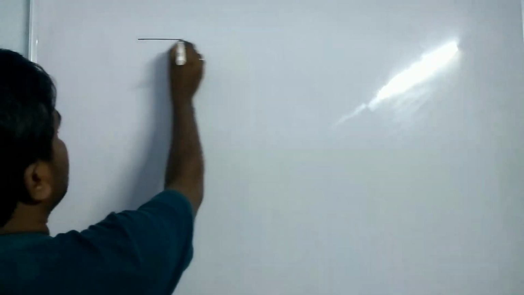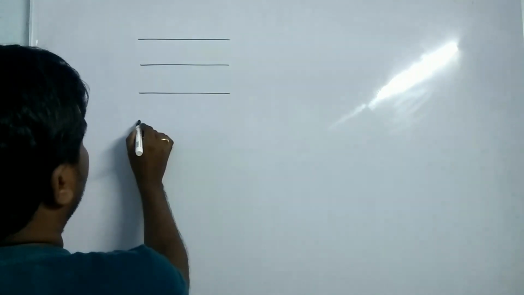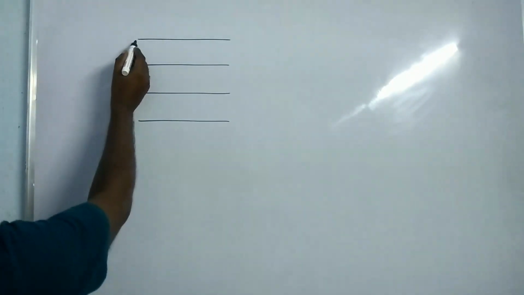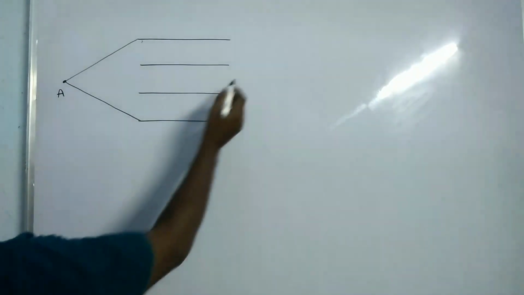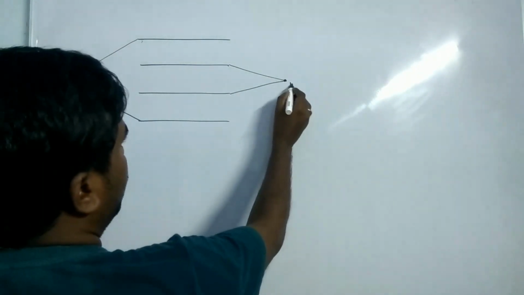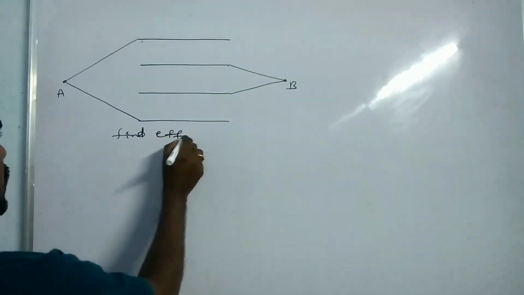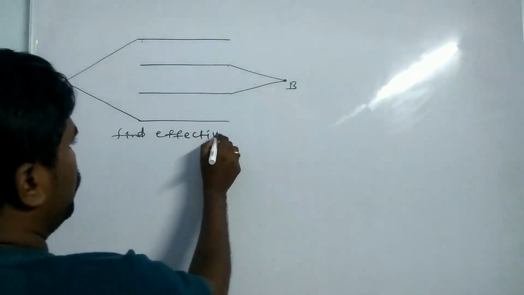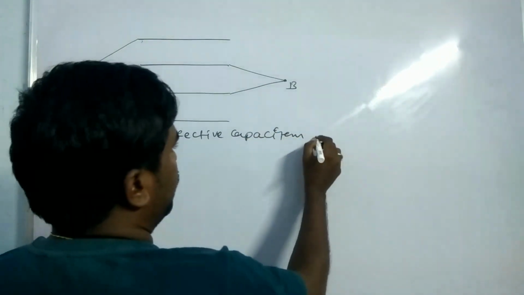There are blades of a capacitor. How many blades are there? 4 blades are there. The first blade and the fourth blade are connected to each other, that is point A, and the second blade and third blade are connected to each other, that is point B. Find the effective capacitance between A and B.